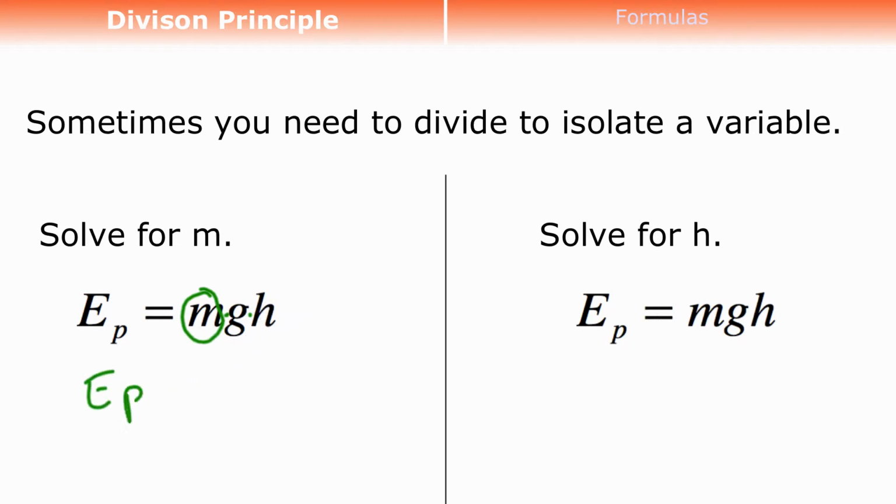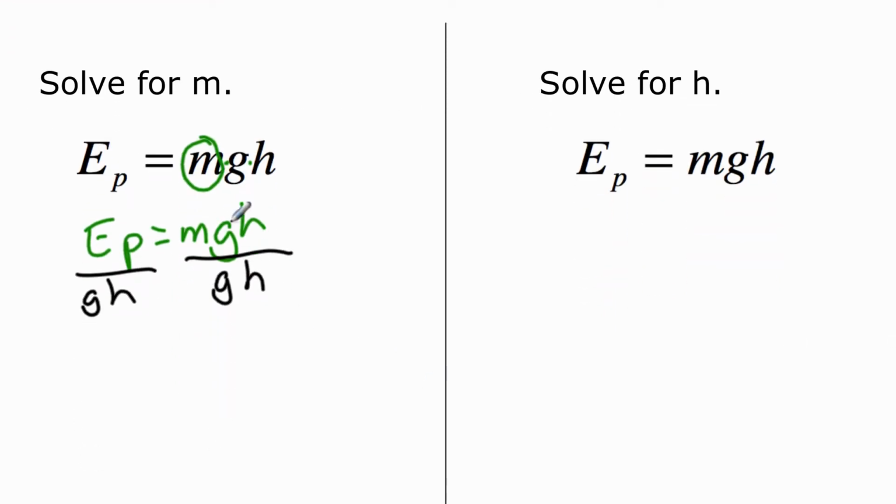So let me write my formula down again. Potential energy is equal to mgh. Now I want to get rid of the g and h, so I'll divide this side by a g and an h. If I do it there, I have to do it over here too. So my formula will wind up looking like this. The gravity and the height will cancel, leaving me with just a mass. And then on the left side, I have potential energy divided by the gravity times the height. If I figure that out, that'll tell me what the mass of an object is.